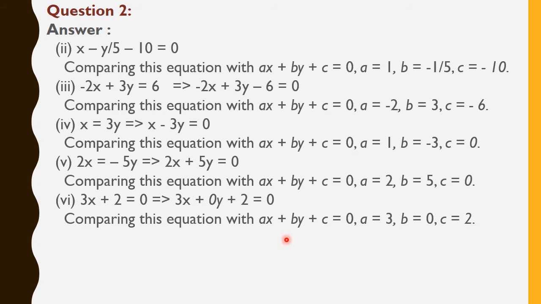Let's compare it with the general form of linear equation. So we are getting the value of a as 3, the value of b as 0, and the value of the constant c is equal to 2.